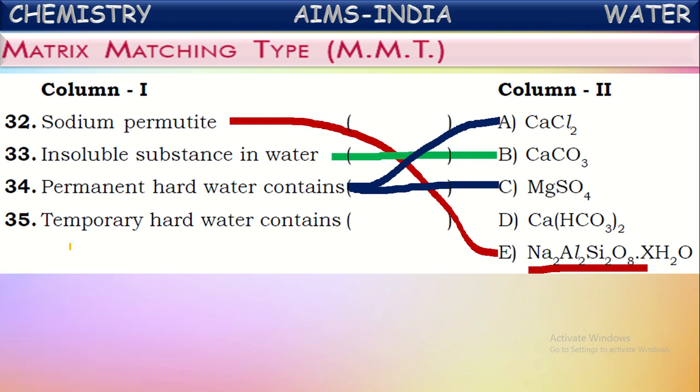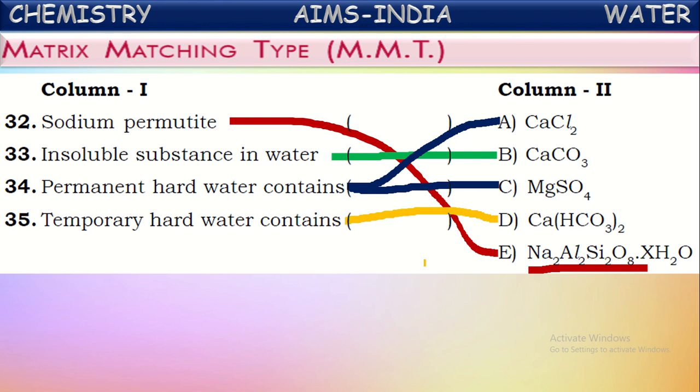Now let us see the last one. Temporary hard water contains. What does it contain? By which chemicals is it caused? The presence of bicarbonates of calcium and magnesium results in the temporary hardness of water. Here, out of those, calcium bicarbonate is mentioned, isn't it? So this calcium bicarbonate is a chemical substance which is responsible for the temporary hardness of water. So this is matching.